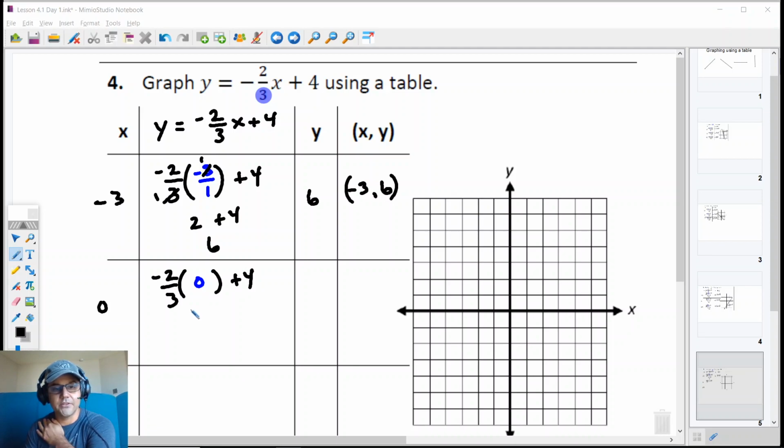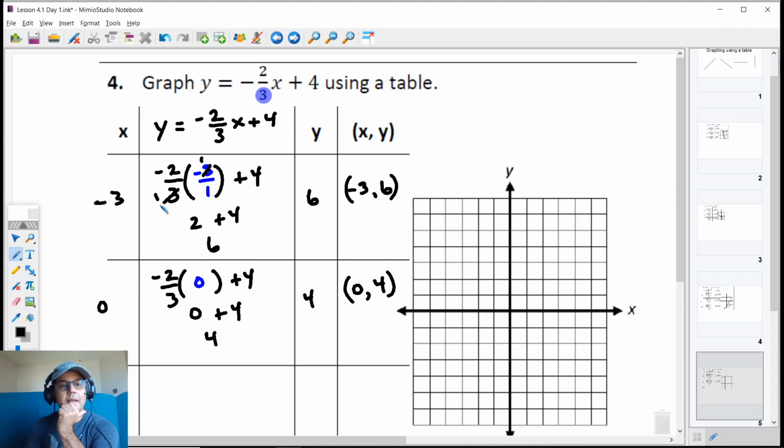Well, again, let me catch up. 0 plus 4, a simple 4. So again, that's the easiest one. You might even know a trick on that one. Do you see the pattern? My x's are increasing by 3s, my y's are decreasing by 2. So you might be able to predict this one here.